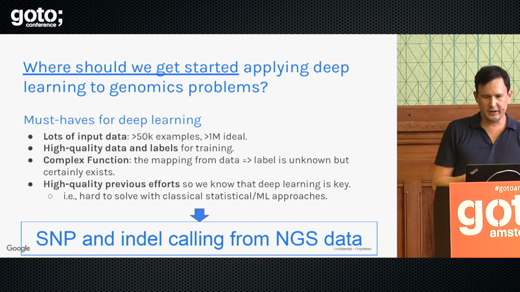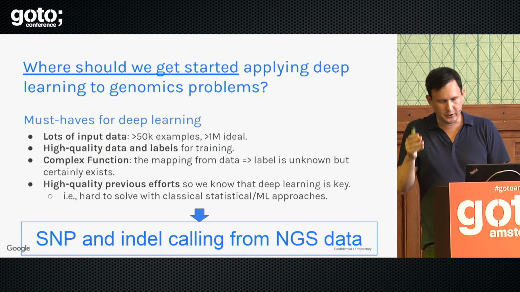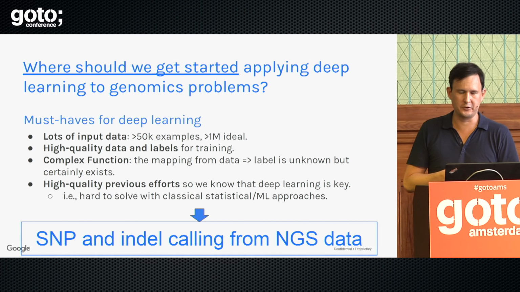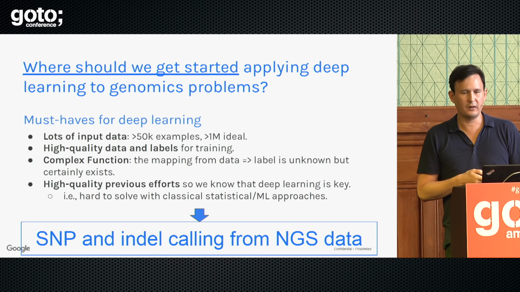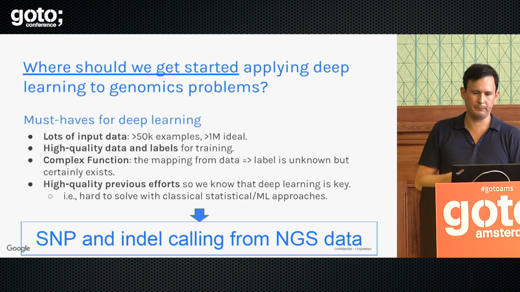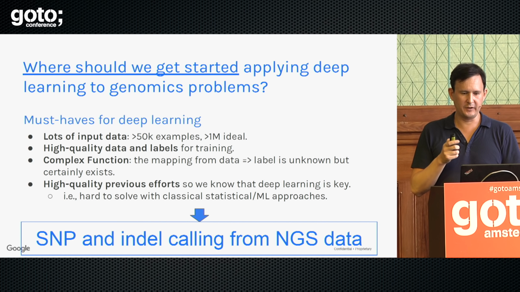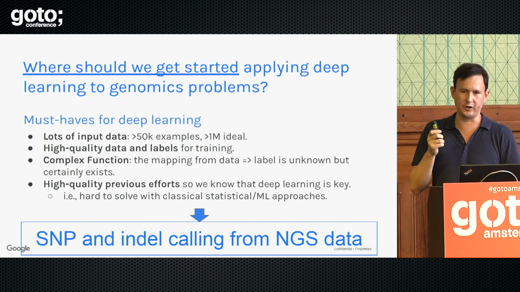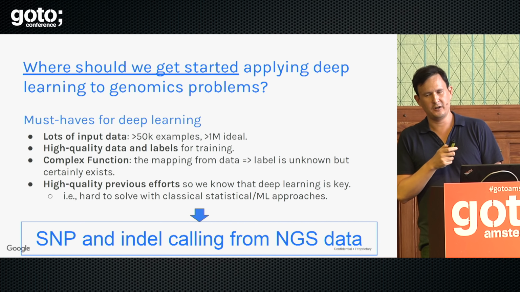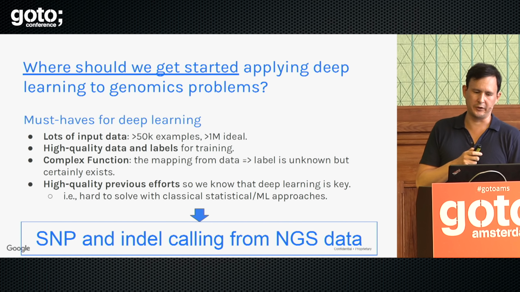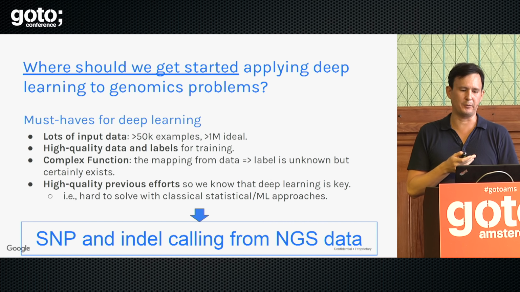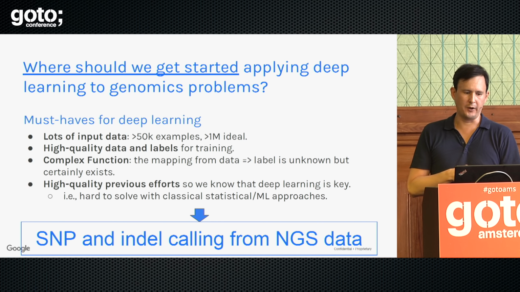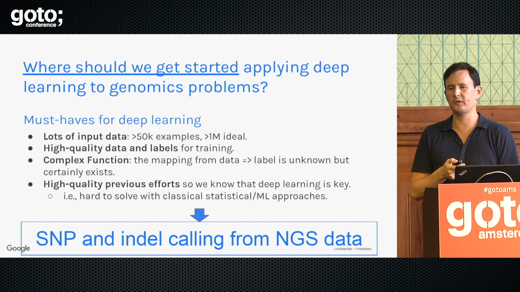Okay, so if we're going to try to pick an entry point area for applying this type of technology to life sciences problems, it's particularly suitable to apply it to genomics data first, because we have lots of data, like I was just showing you. Ideally, you want many samples for training to build a good model. You also want high quality data.